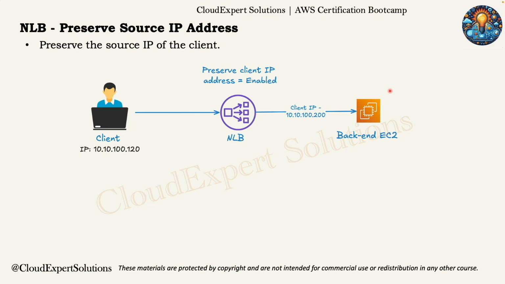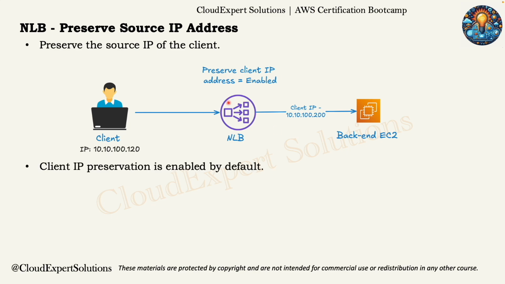In case of application load balancer we have reviewed, the backend target will always see application load balancer's private IP, and that is why we have X-Forwarded-For, X-Forwarded-Proto and X-Forwarded-Port. However, for network load balancer, preserve client IP is by default enabled, and once that is enabled, the backend target will see the client IP rather than network load balancer's private IP.